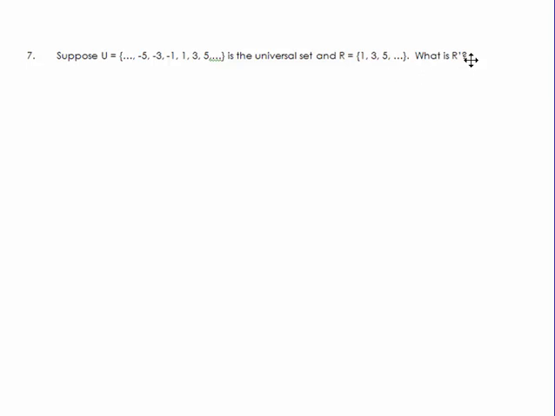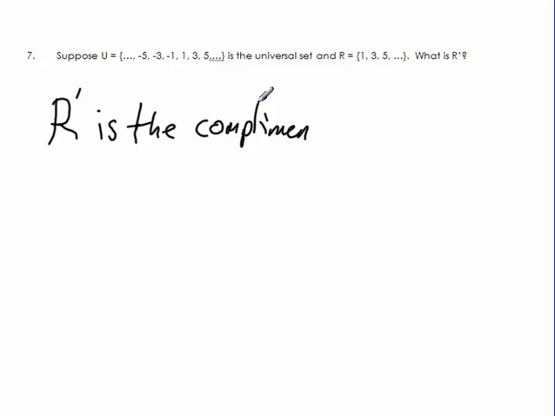So R prime. Now, R prime, this means, let's see, how do I want to write that? R prime is the complement. It's the complement of R. And now remember, the complement is all the other numbers except for what is in R. So the other numbers that are in the universal set but are not in R.